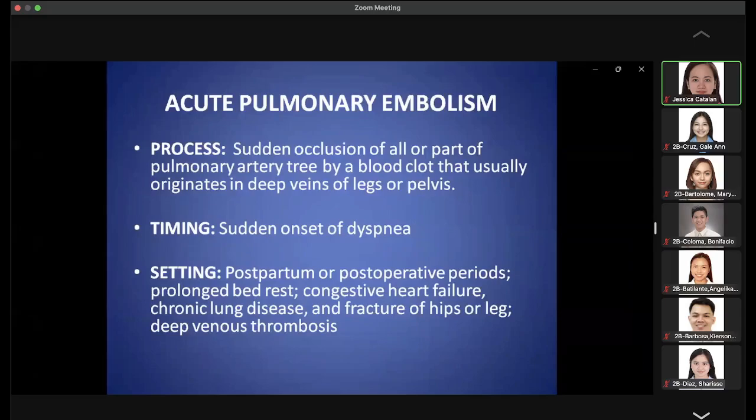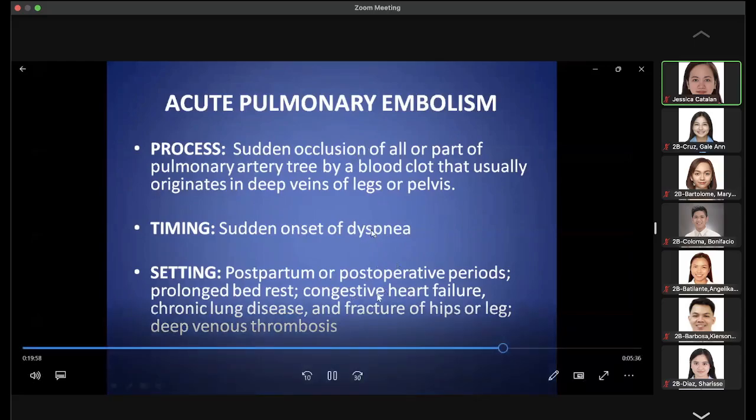spontaneous pneumothorax, in acute pulmonary embolism, the setting would be in postpartum or post-operative periods, patients who are on prolonged bed rest, chronically bedridden patients, patients who have congestive heart failure and chronic lung diseases, those who have fractures of hips or leg, and those who have deep venous thrombosis. So you entertain acute pulmonary embolism among these cases who had a sudden onset of dyspnea.